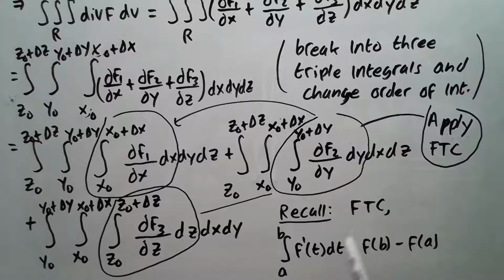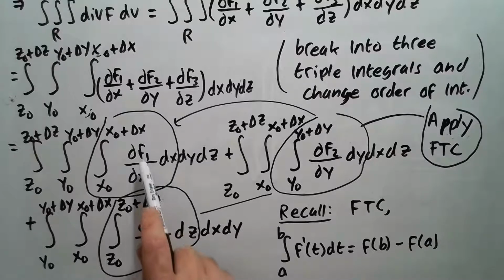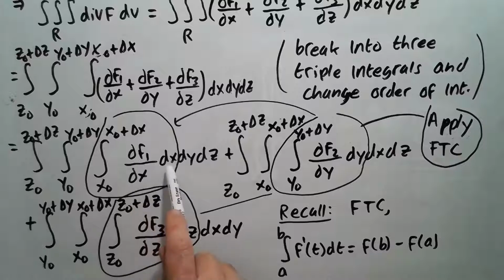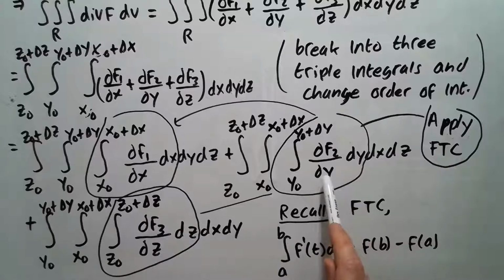Okay, so again, I'm going to apply the FTC to these circled parts, again, because I'm taking derivative with respect to x and integrating with respect to x, derivative with respect to y, integrating with respect to y, derivative with respect to z, integrating with respect to z. Okay, so let's do that. So let me erase a few things and we'll start applying our FTC.